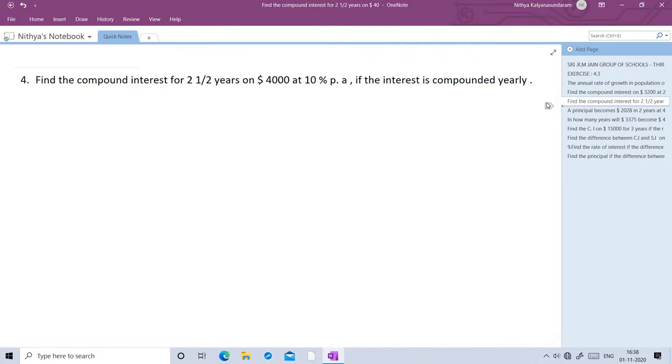Next question, find the compound interest of 2 1/2 years on rupees 4,000 at 10% per annum if the interest is compounded yearly. So N is given in 2 1/2, so it's an A B by C formula. R is 10%, this is your N, then principal is 4,000.